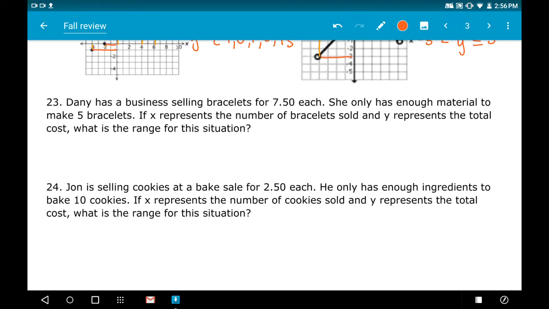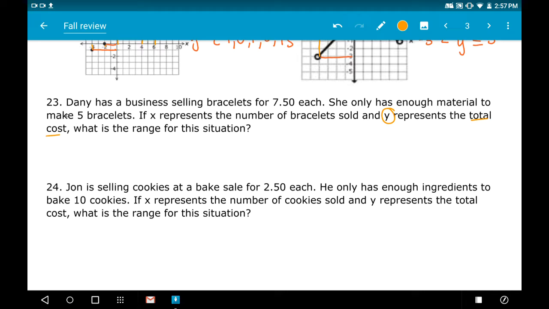Next up we have some word problems. So 23 says Danny has a business selling bracelets for $7.50 each. She only has enough material to make 5 bracelets. If X represents the number of bracelets sold and Y represents the total cost, what is the range for this situation? So we learned that range was our Y value. So we are focusing on Y's, which is the total cost is what we want to write.